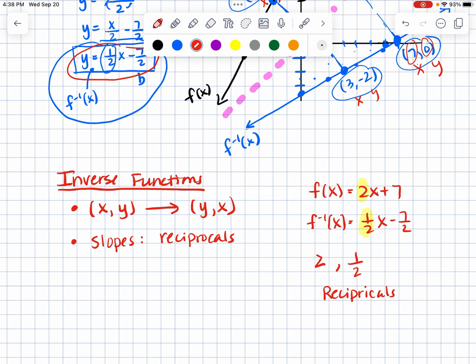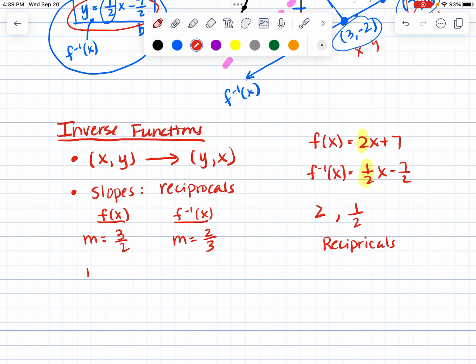Okay, so for example, if f of x had a slope of, I don't know, 3 over 2, what do you think f inverse of x would have a slope of? The reciprocal, you just flip it, so that would be 2 over 3, okay? Or let's say that f of x had a slope of negative 5, what do you think the reciprocal of negative 5 would be? You just flip it. Negative 5 over 1 flipped is negative 1 over 5. So the signs don't change, it's just that you take its reciprocal, okay?